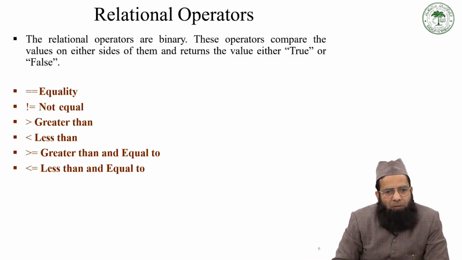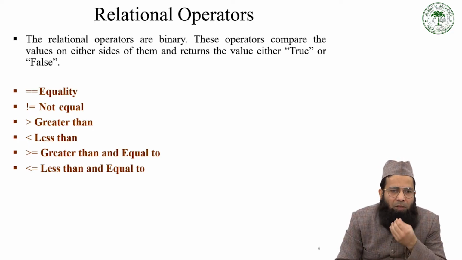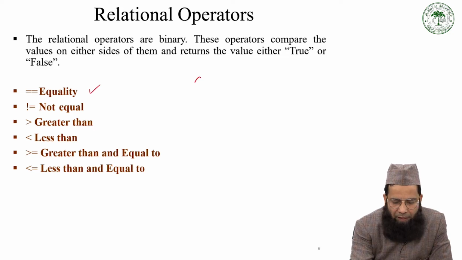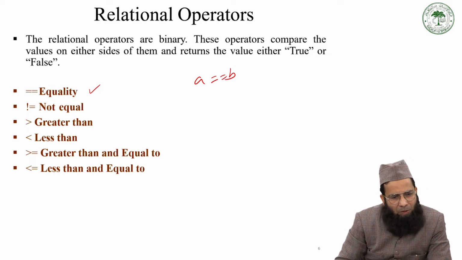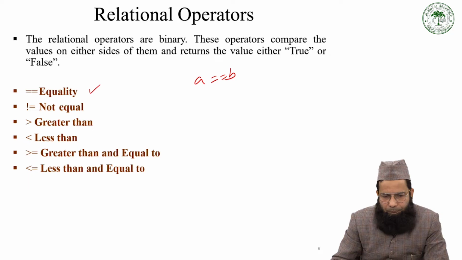Now, relational operators are binary. These operators compare the values on either side of them and return either true or false. We use relational operators especially in conditional statements, like if. For example, we have the equality operator, like whether A is equal to B or not equal, greater than, less than, greater than or equal to, less than or equal to. So there are several relational operators that we can use in decision making.